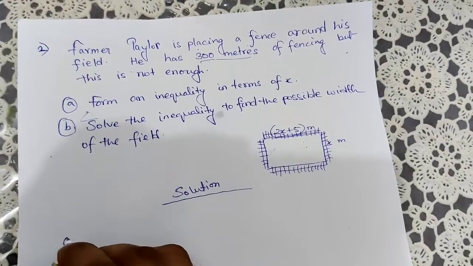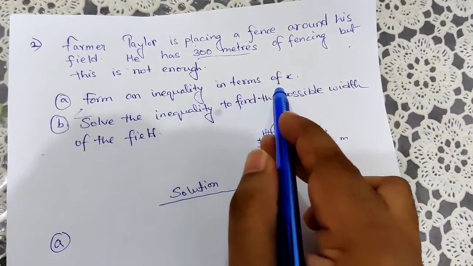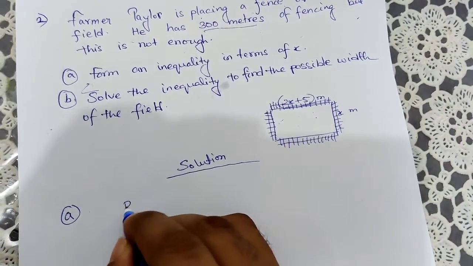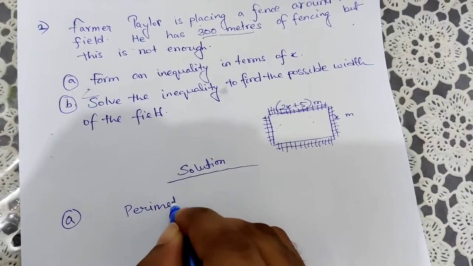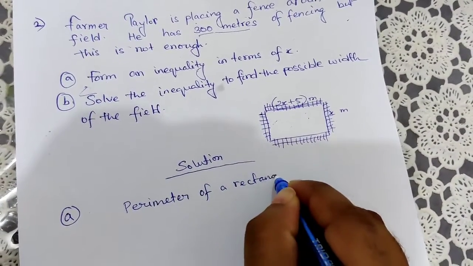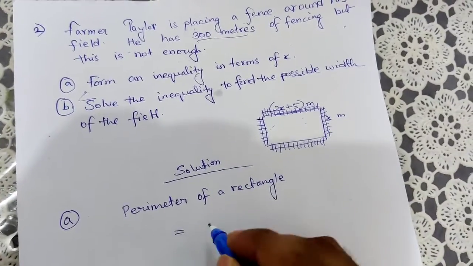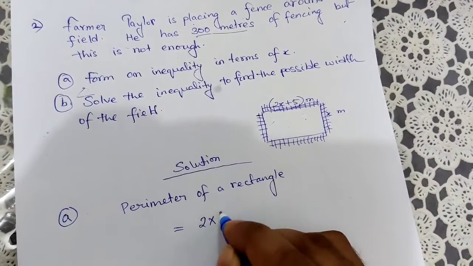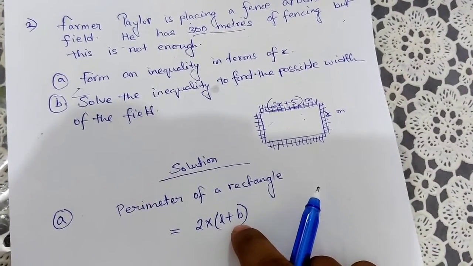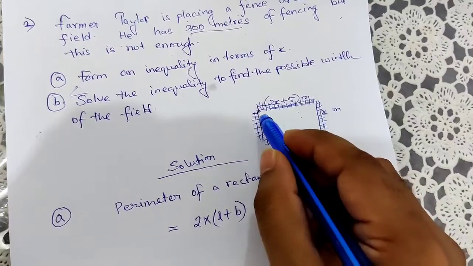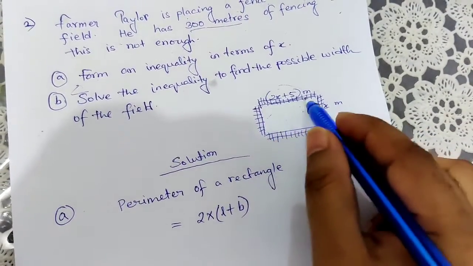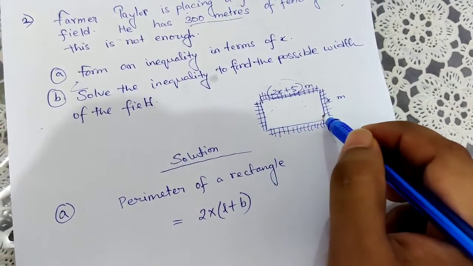So let's start with the first one. A, form an inequality in terms of x. We know that the formula for the perimeter of a rectangle equals 2 into length plus breadth. Now what is the length? The length is 2x plus 5. And what is the breadth? The breadth is x meter. You can see that the larger side is the length, the shorter side is the breadth.